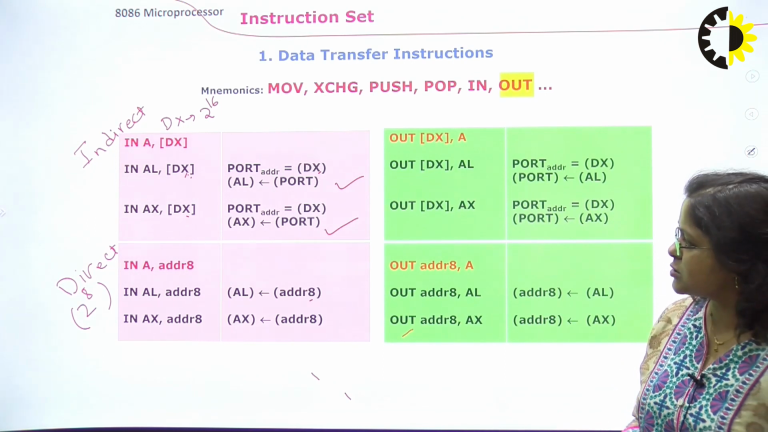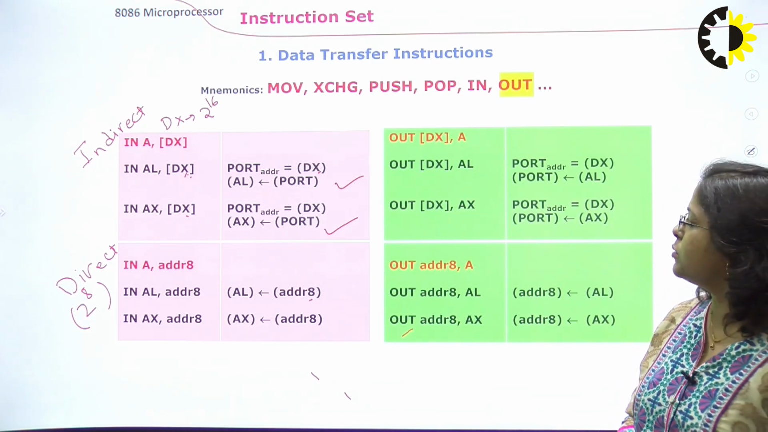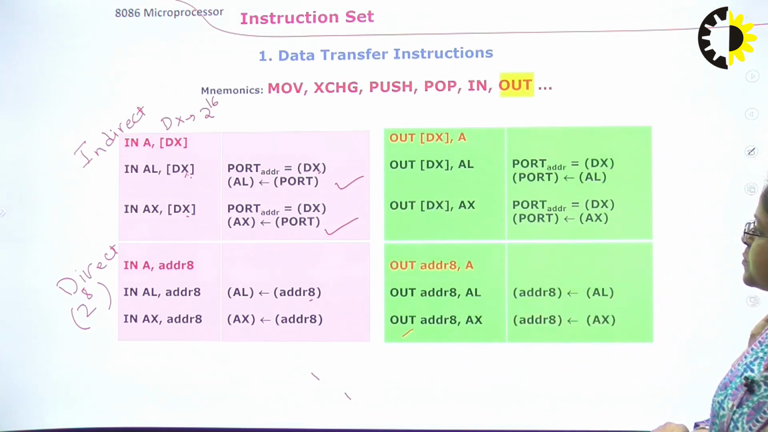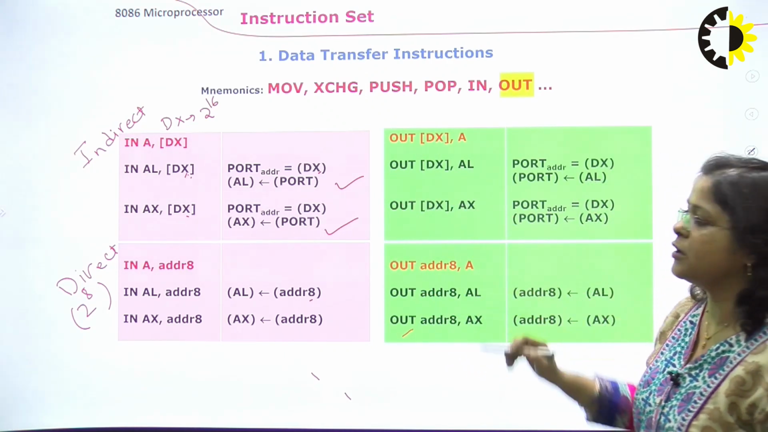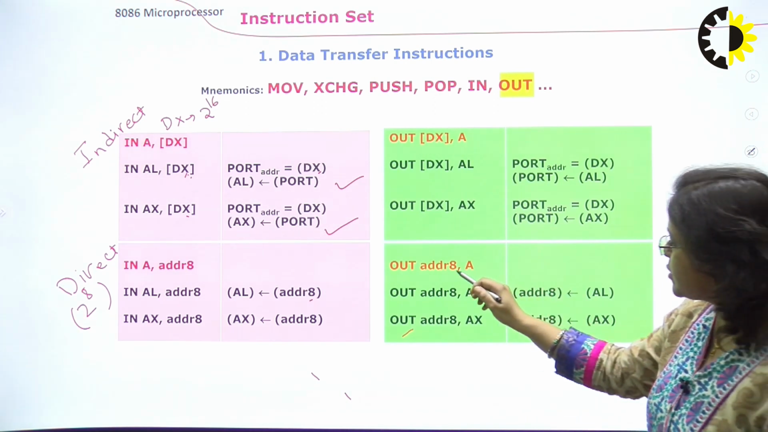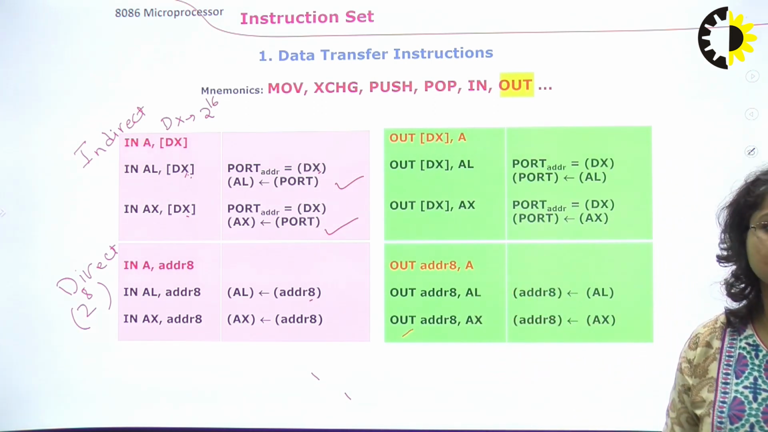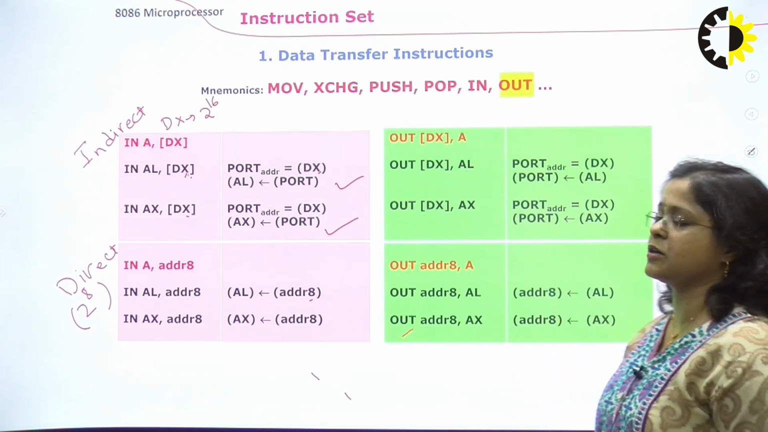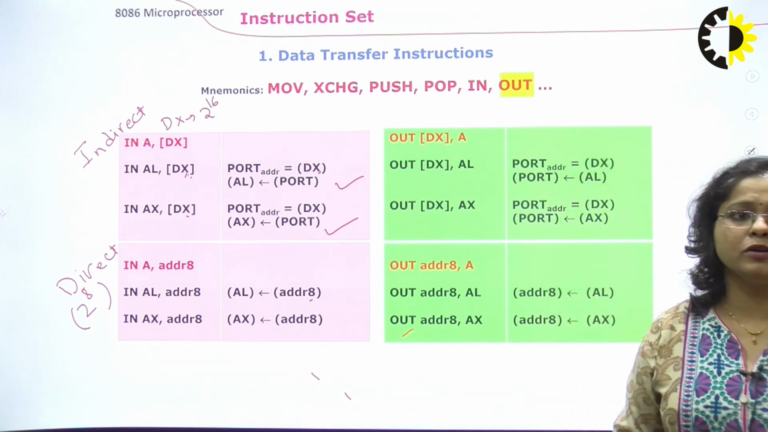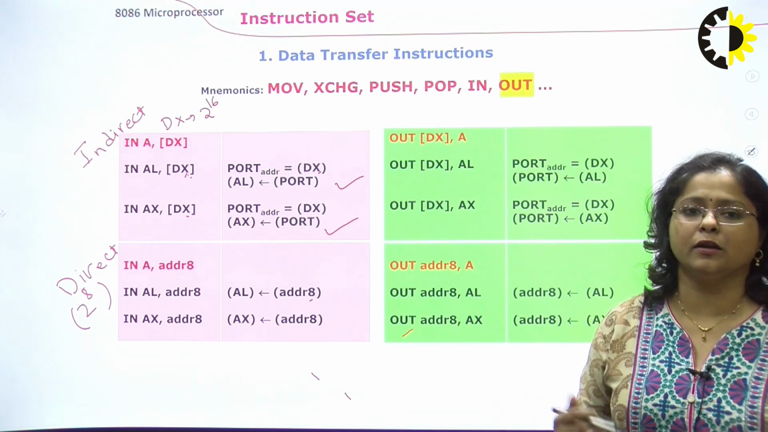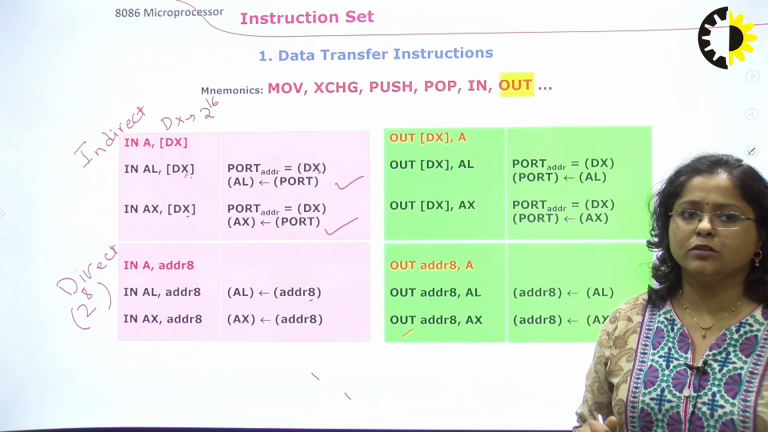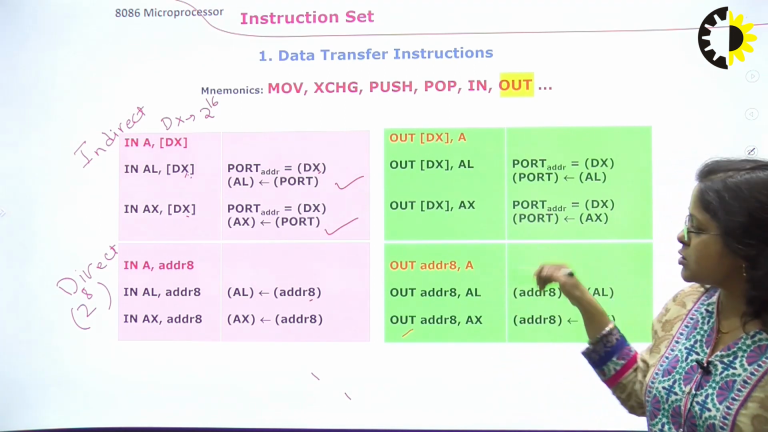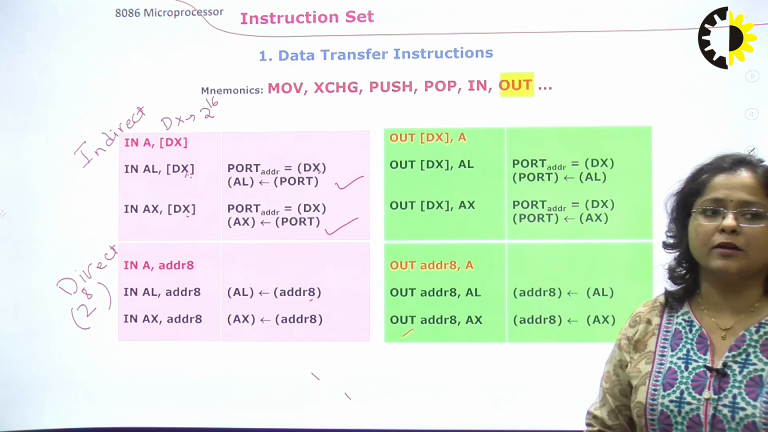The OUT instruction is just the reverse of IN, that is, the value of the accumulator is copied to the port address, either specified by the DX register in indirect mode or given directly in the instruction in direct mode. So IN and OUT are the two instructions used with IO ports. IN is used to take data from an IO port. OUT is used to copy data into an IO port. Both instructions work in either direct or indirect addressing mode.